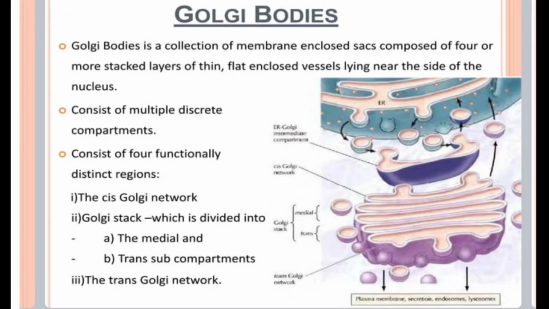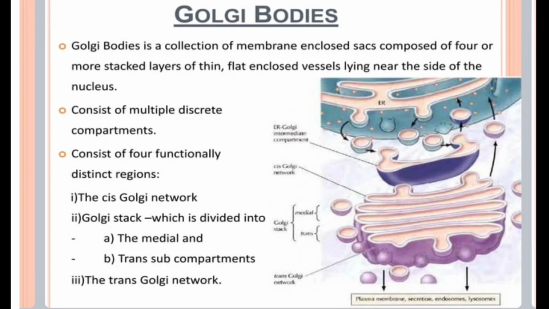Next comes another organelle, that is Golgi bodies. These are a collection of membranes composed of four or more stacked layers of thin, flat enclosed vessels lying near the side of the nucleus. Basically these are flat sacs, composed of four or more stacked thin layers, mainly present near the nucleus. These consist of multiple discrete compartments. They have four functionally distinct regions.